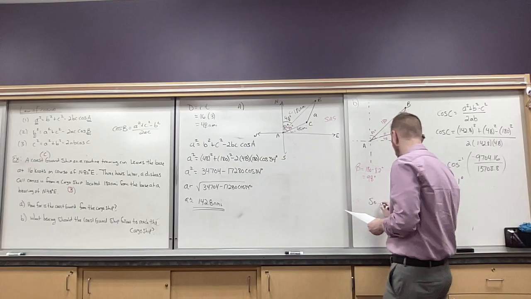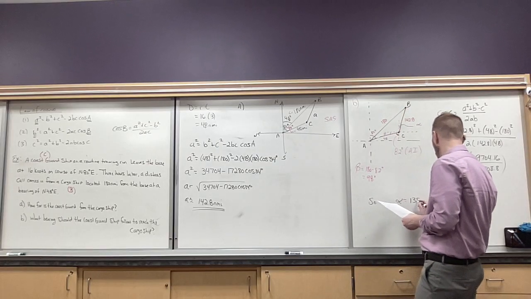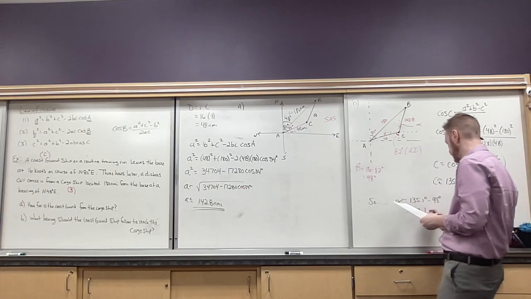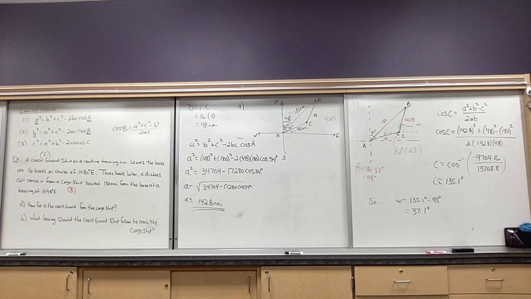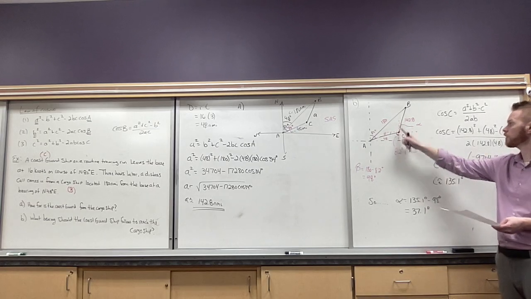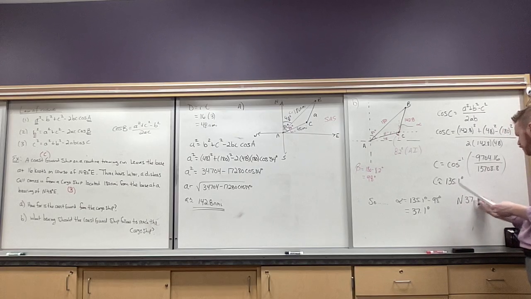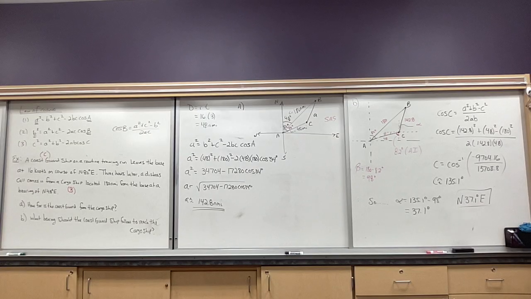So alpha is going to be 135.1 minus 98 degrees, and we get 37.1 degrees. Perfect. So now all I have to do to finish this is tell me the direction. If you look at my original lines, this is north, this is east. So the bearing that it has to go is north 37.1 degrees east. That's our final answer.